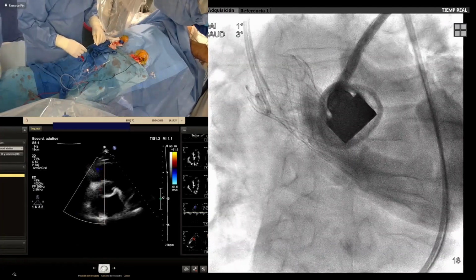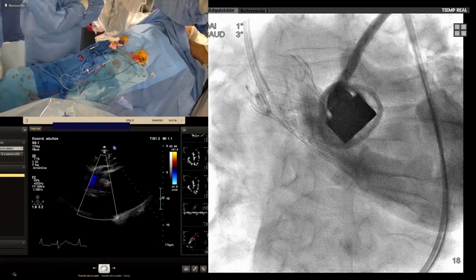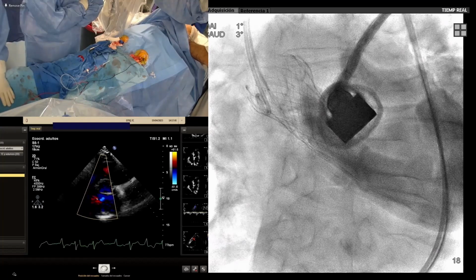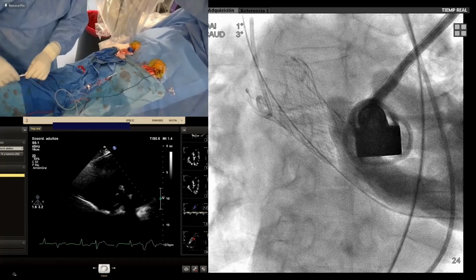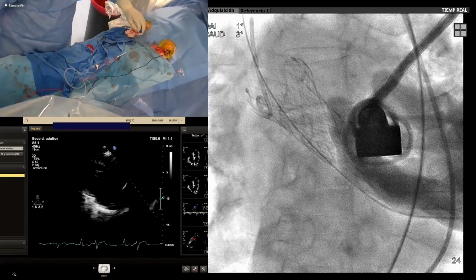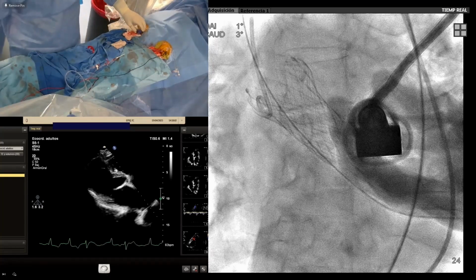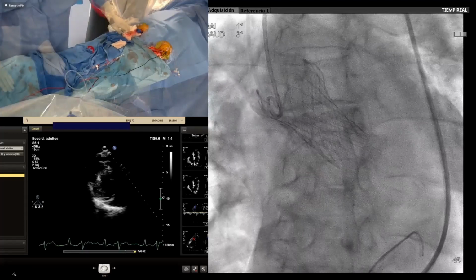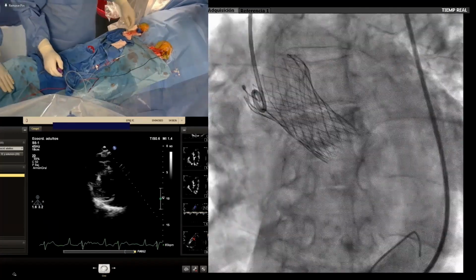Saca un segundito la mano, Fabi. Oh, no, seguí. I can wait. Dale. What about the circularity of the valve? It's completely circular. Perfect. Okay. So no pericardial effusion, very good ventricular function as it was before. Let me do an angio. Retrieve. So, okay, I will do the final angio here.